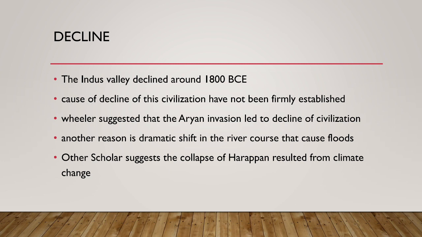Decline of Harappan civilization, or Indus Valley civilization. It declined around 1800 BCE, and the cause of decline has not been firmly established. Wheeler, an archaeologist, suggested that an Aryan invasion led to the decline. Another reason is a dramatic shift in the river course that caused floods. Other scholars suggest that the collapse resulted from climate change. However, this cannot be confirmed, but who knows?